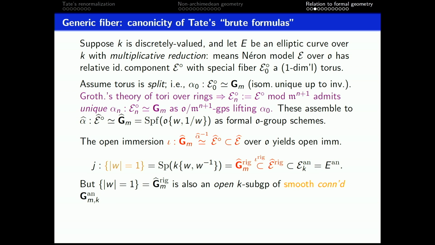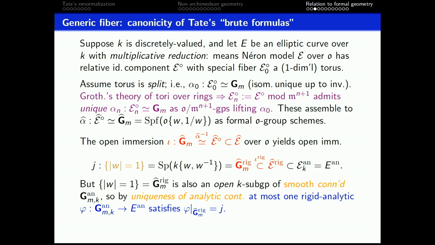Now this is connected. This is an open piece. So by uniqueness of analytic continuation, this is all completely canonical, no choices, well, except for that. And so this canonical map has at most one analytic extension to this, thanks to uniqueness of analytic continuation on smooth connected spaces. But that's exactly what Tate does, right? So Tate's brute formulas provide the explicit solution to this uniqueness problem.